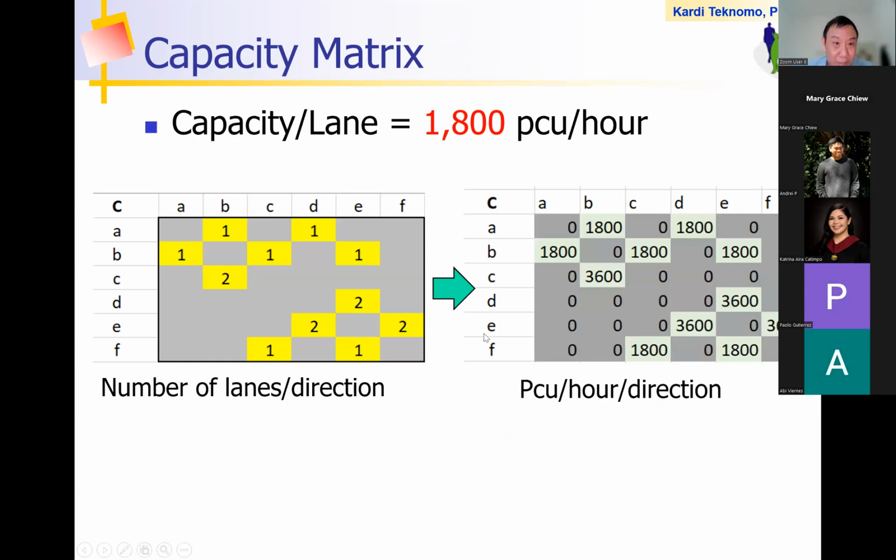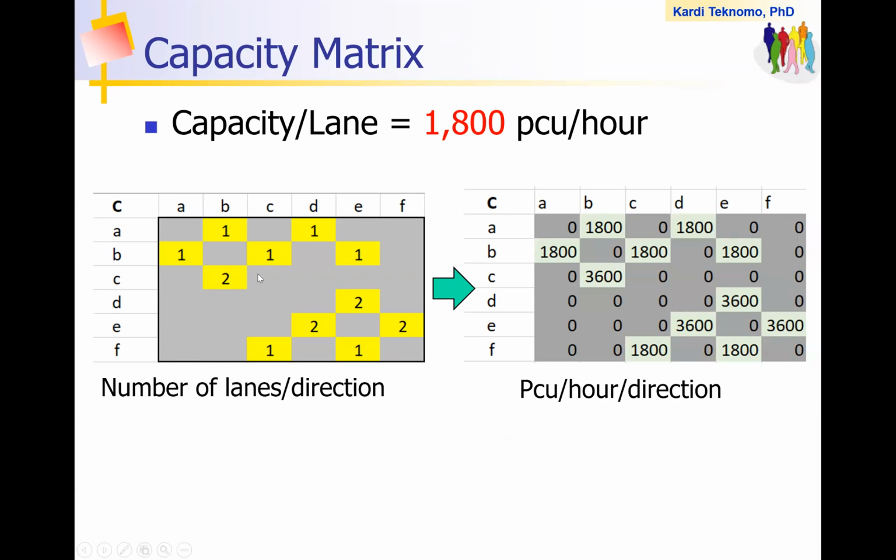So what you will do is you create a matrix like this, the capacity matrix. Because our capacity per lane is 1,800 PCU per hour, we multiply. If one lane, then it becomes 1,800. If you have two lanes, that means 2 times 1,800 becomes 3,600 PCU per hour. So this is the capacity matrix in number of lanes per direction. Here on the right side is the capacity matrix in PCU per hour per direction. Up to here, is it clear?